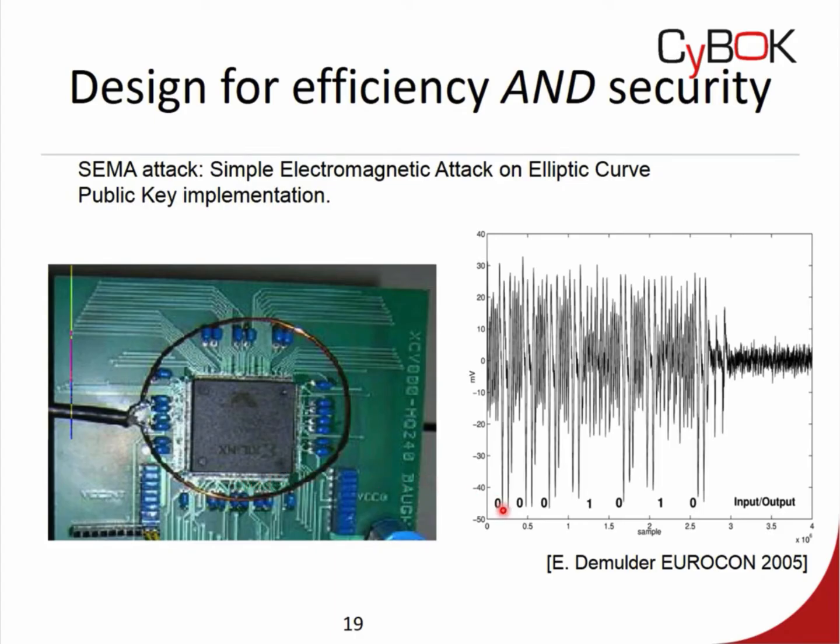This is what the antenna picks up, and what you see is that the distance between the peaks tells me what calculations are happening and whether the key bit was 0 or 1. If the key bit is 0, fewer calculations need to be done than when the key bit is 1, and only by measuring the distance between the peaks I can read out the key. So I can choose a secure algorithm, I can make an efficient implementation, but if the implementation itself is not secure, I still have security problems. I don't have a secure implementation.